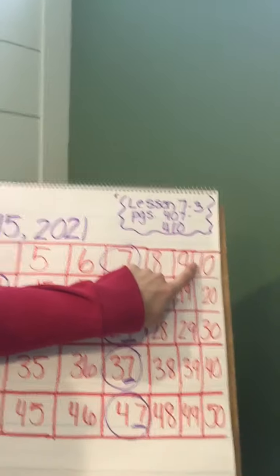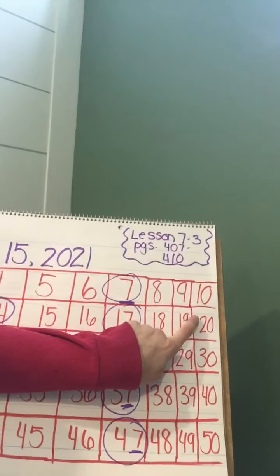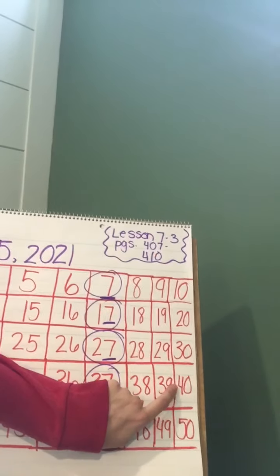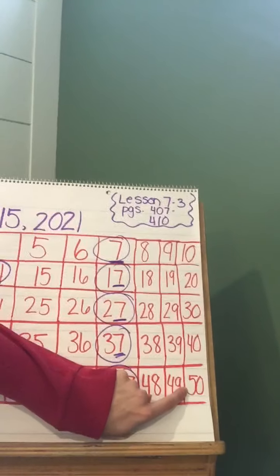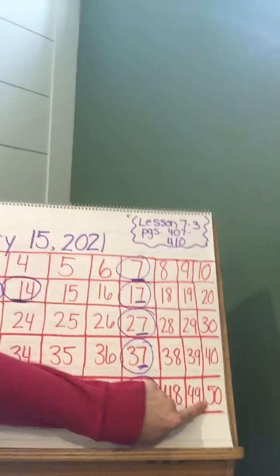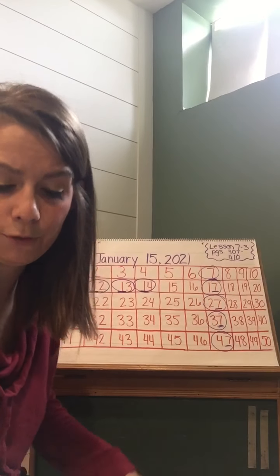Okay, so you could also look at this. Let me bring you in closer. If I want to count by tens over here, I could say 10, 20, 30, 40, 50. Counts by tens. This number chart is going to be very, very helpful.